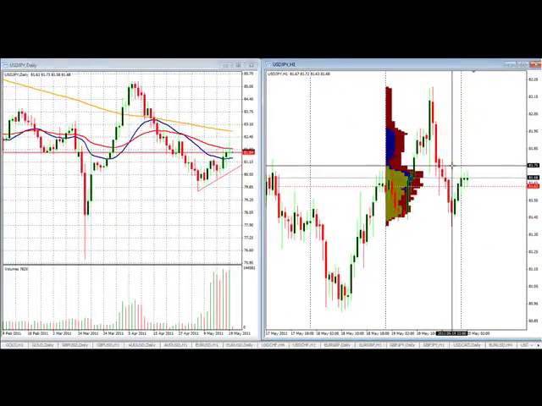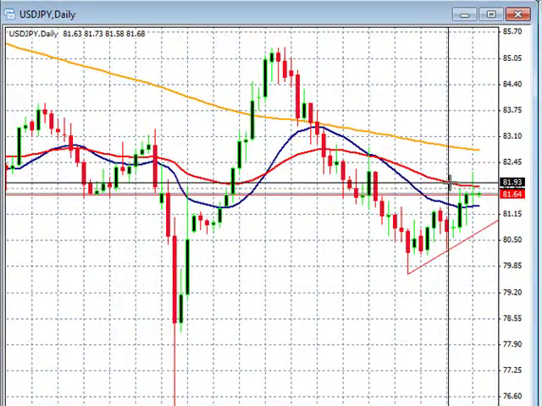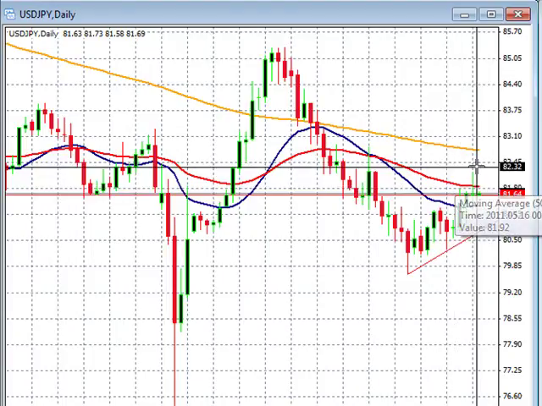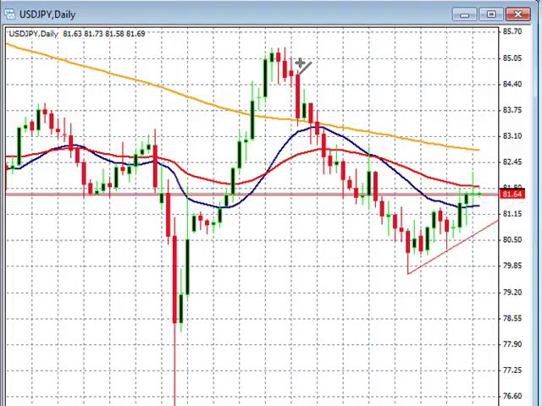Probably safer will be 81.75. However, on the daily, that does not get us above the 50 moving average, which is basically at 81.80, 81.83. So we want to continue to watch this. We can already see that, depending on how you want to draw your lines, if we went with this, we can see that the dollar yen has already broken out of this tremendous downtrend.